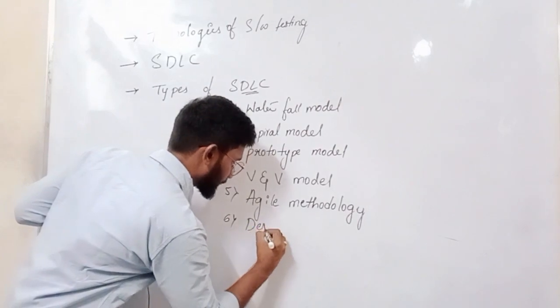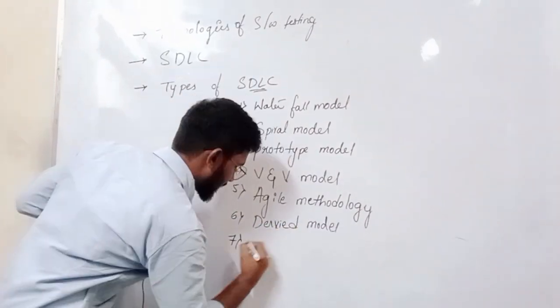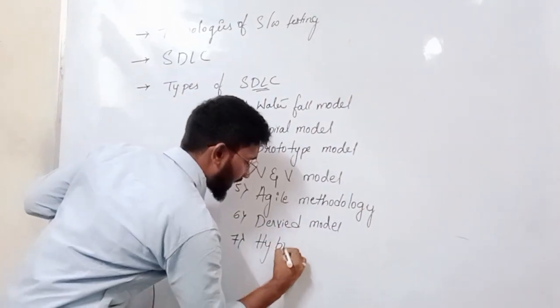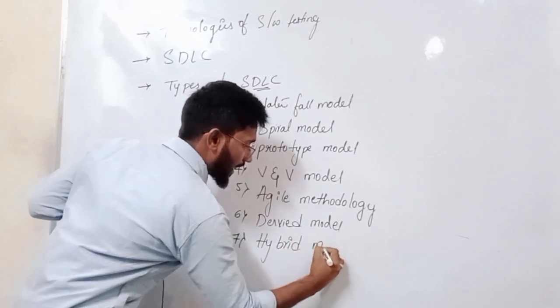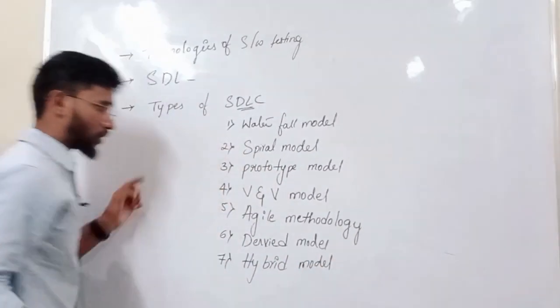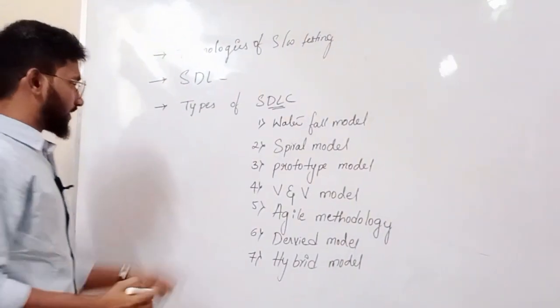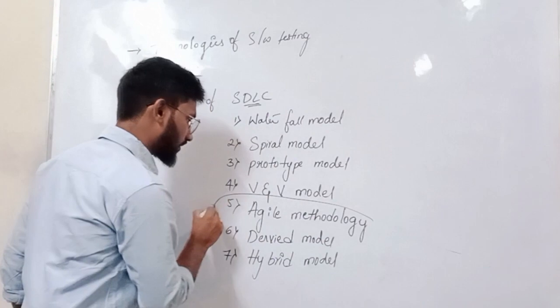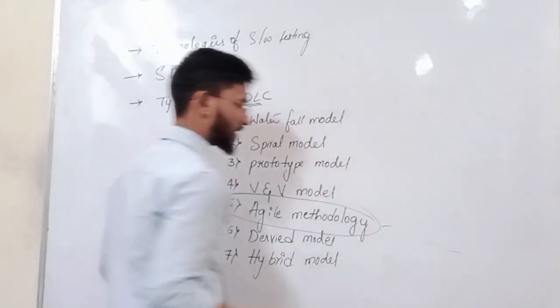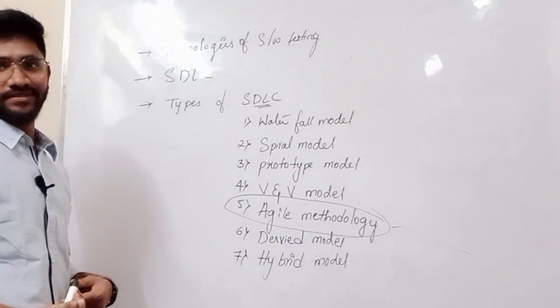And derived model. And next one, hybrid model. These are all the models in the SDLC. Once we complete all the models, mostly the Agile model, we are going to be discussing it in the middle of the session of our classes.